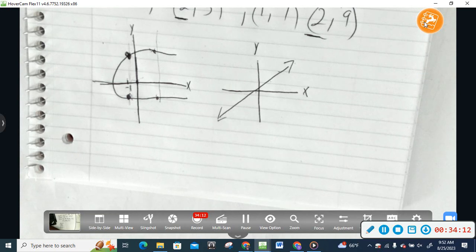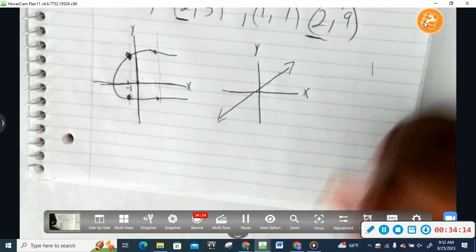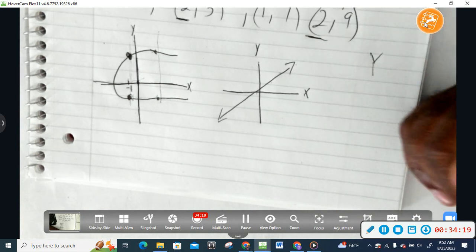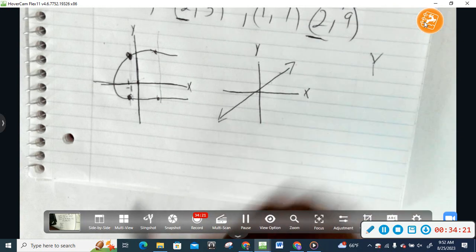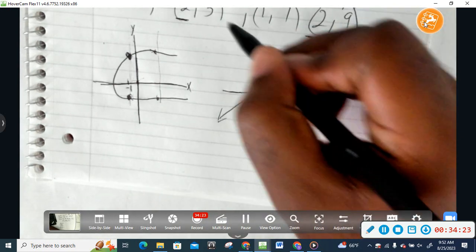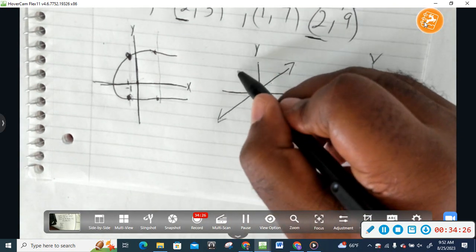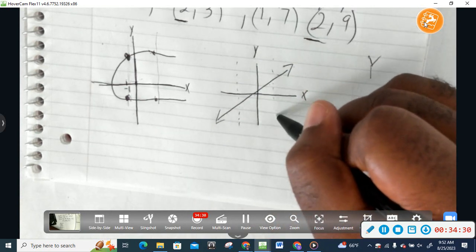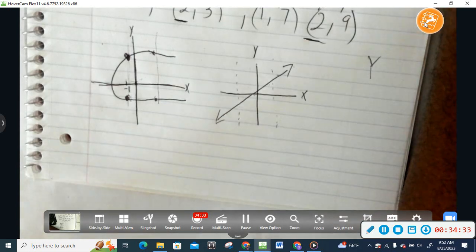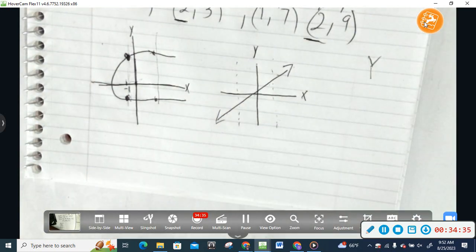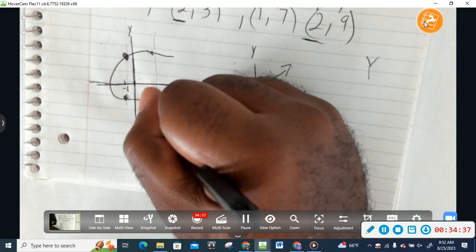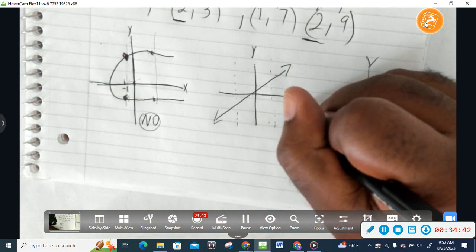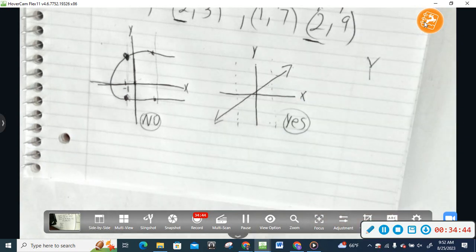In order to draw a y, you need to do that. Some people put a y at the top of the axis. So that's a function, because I can do my vertical line test and I don't touch it twice. I only touch it once. That's my vertical line test. So right here I'm going to write no, not a function. And over here I'm going to write yes, because it is a function.